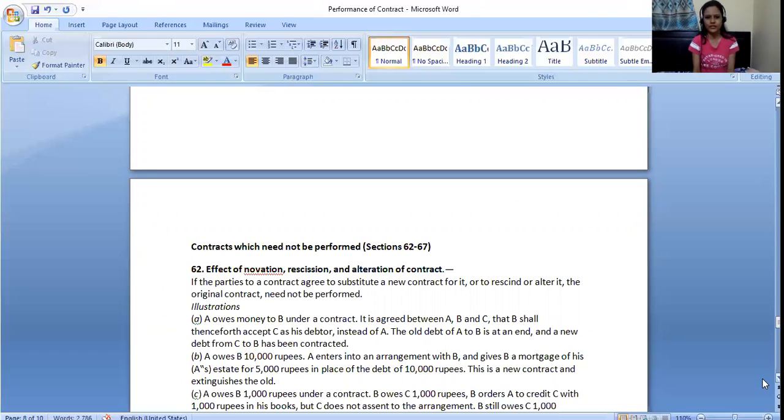Next is contracts which need not be performed. Otherwise, we know that a contract should be performed unless and until it's excused under some kind of law, or it's no more needed. But sometimes we may make certain changes to that particular contract, or we may make a new contract altogether. So in that case, the previous contract that is there should not be performed.